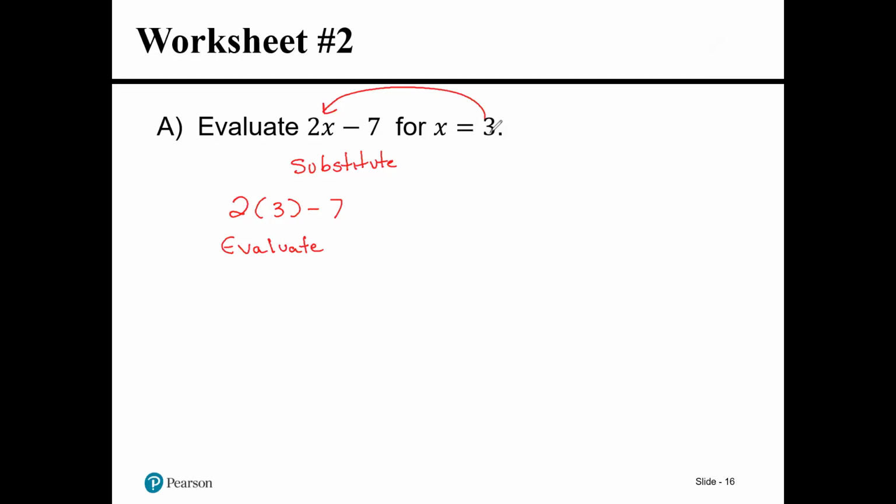So x is being replaced with 3. So instead of 2x minus 7, we have 2 times 3 minus 7. Now we are going to evaluate. Order of operations: no groupings, no exponents. We go to multiplication and division. We only have multiplication to worry about. So 2 times 3 is 6, minus 7. Then 6 minus 7 is negative 1. We've evaluated the expression for x equals 3.